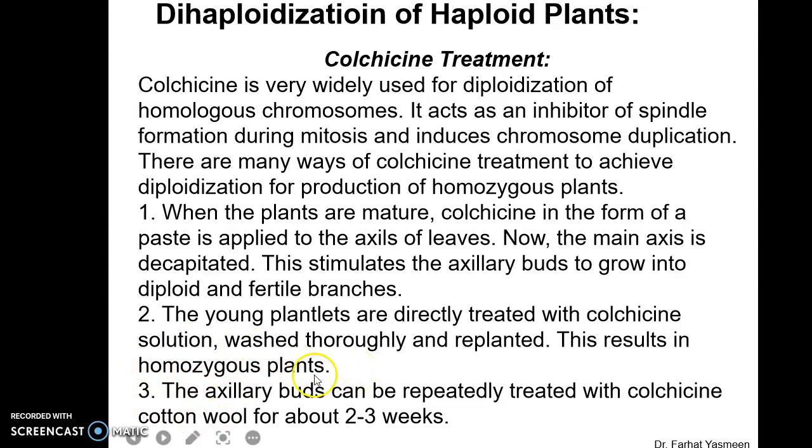The third way in which you use colchicine treatment for the diploidization of haploid plants is to use axillary buds that are repeatedly treated with colchicine on cotton wool for 2 to 3 weeks, and as a result, a diploid plant is formed.